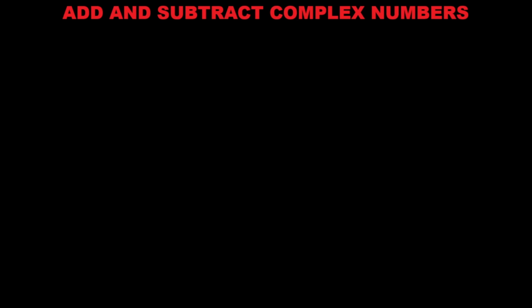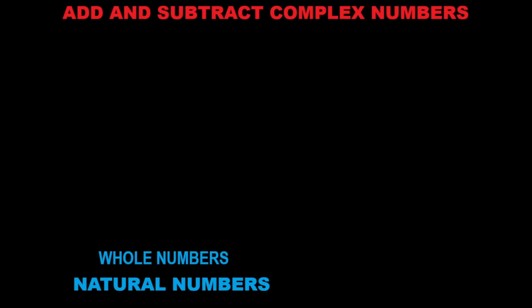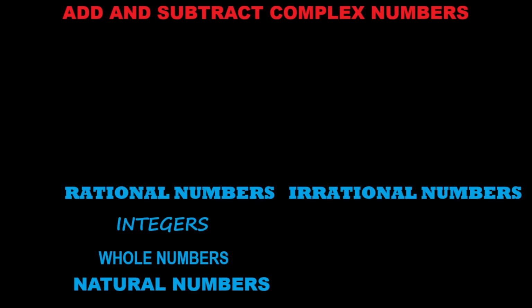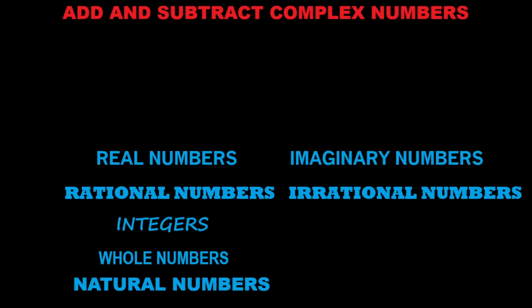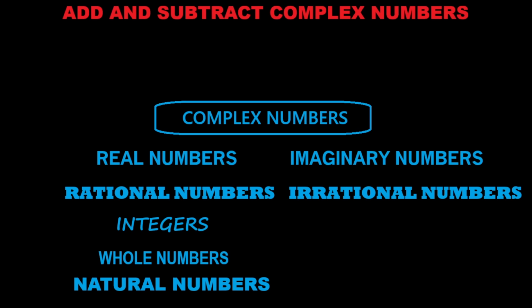Our number system is comprised of natural numbers, which are the counting numbers, whole numbers, integers, rational and irrational numbers, real numbers, and imaginary numbers, and finally complex numbers, which is a combination of real numbers and imaginary numbers.